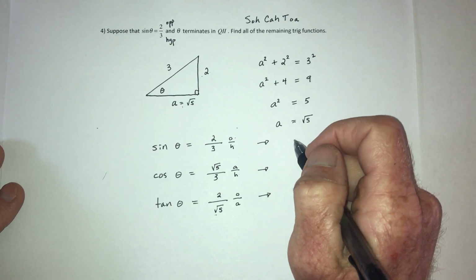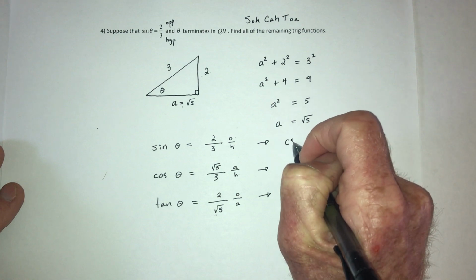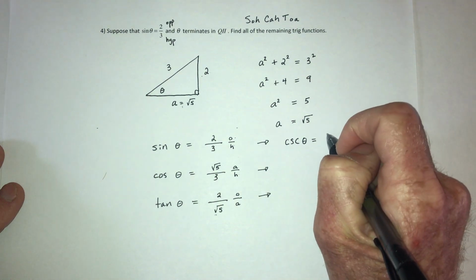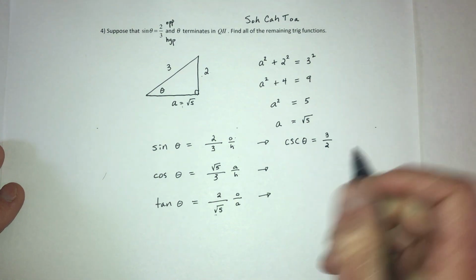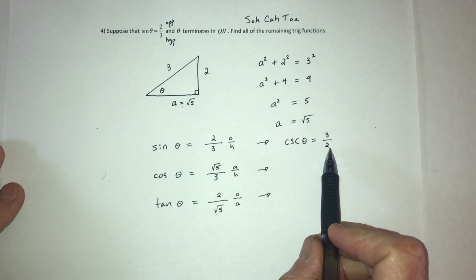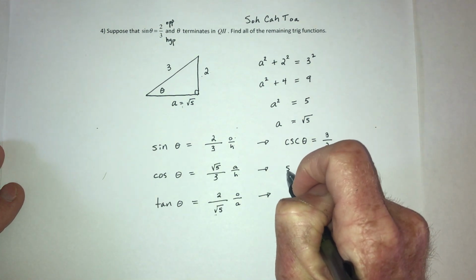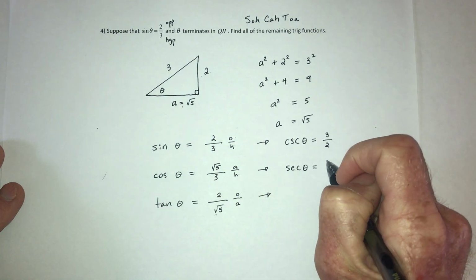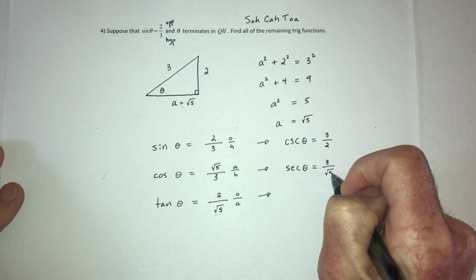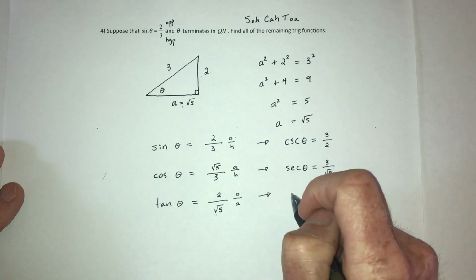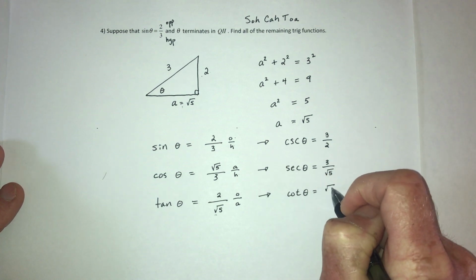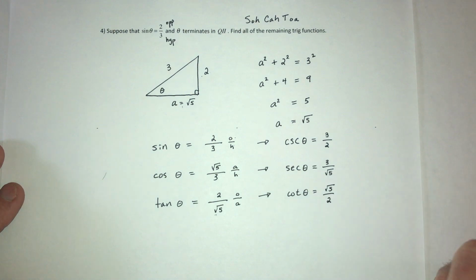Okay, so now the other 3 trig functions. So cosecant goes across from sine, and it is just the reciprocal of sine. So just invert this fraction to get 3 over 2. Across from cosine is secant, and then invert this fraction to get 3 over square root of 5. And finally, across from tangent will be cotangent, and just do the reciprocal. So it's going to be the square root of 5 over 2. And there are all of the 6 trig functions.